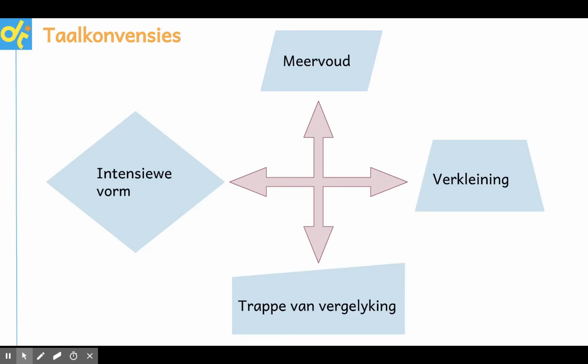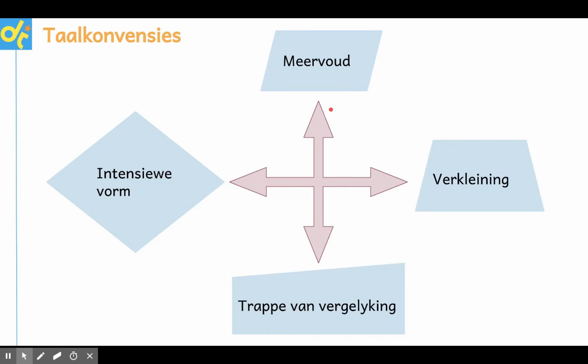Today we're going to also have a look at a general overview of your Taalkonvensies. Taalkonvensies refers to creative language, words that can change into certain things like degrees of comparison, intensive form, plurals, diminutives, enzovoorts. So at the moment you are looking at the four main things that we are going to look at in this slide.